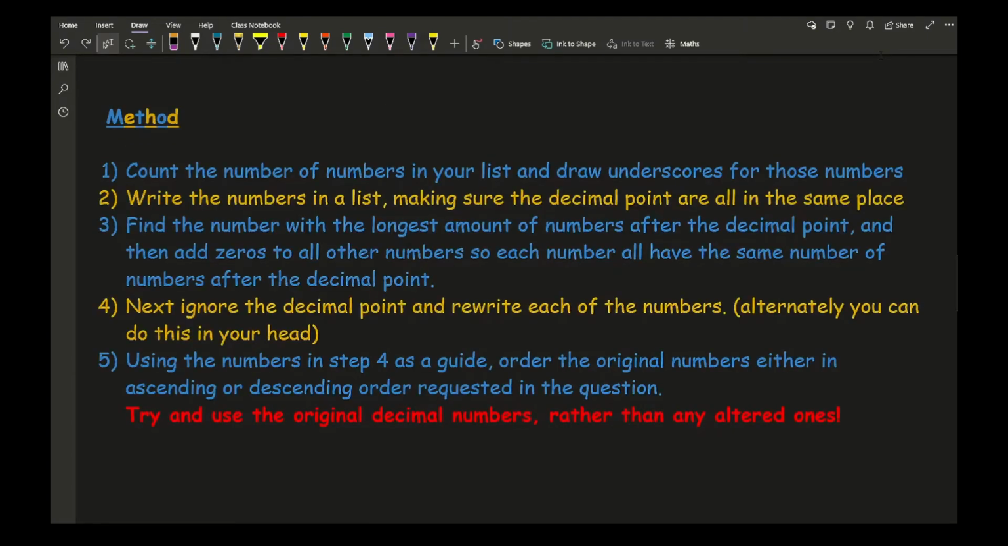Now, the method you can see on the screen is not set in stone. This is not a method that everyone does. Ideally, with practice, you'll be able to see a question.